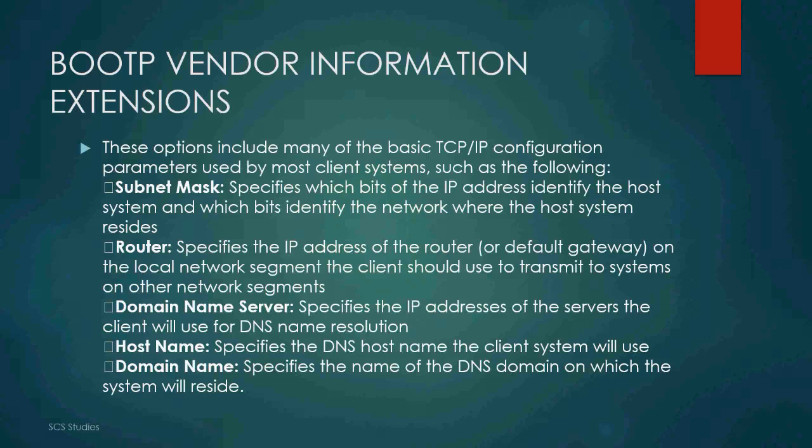The next is router. It specifies the IP address of the router, that means the default gateway on the local network segment, that the client should use to transmit to the other network segment. So what it is saying is that you should configure the router address, that means the gateway address, in the DHCP, by which the client machine can route its traffic from one network to another network.